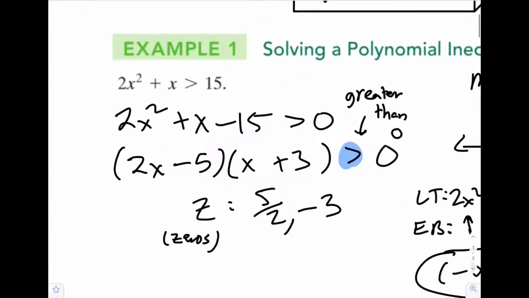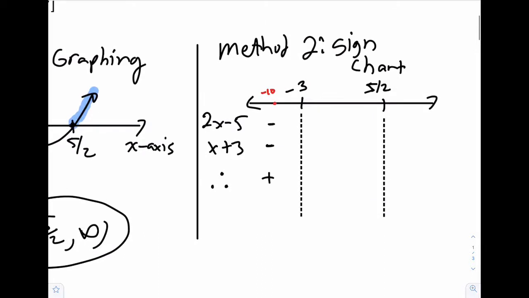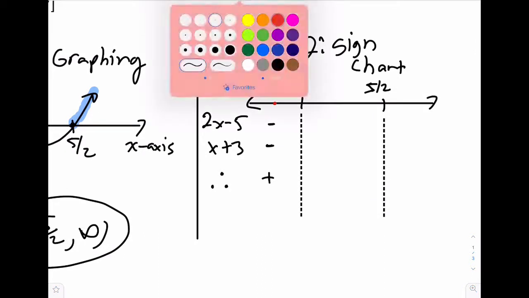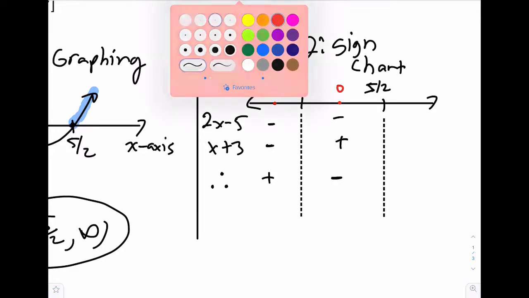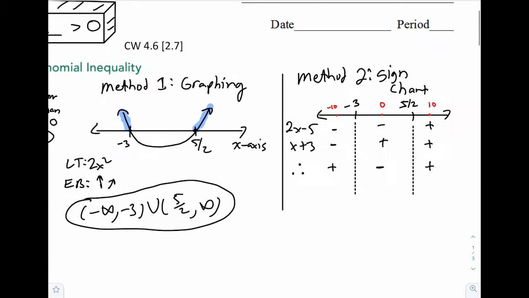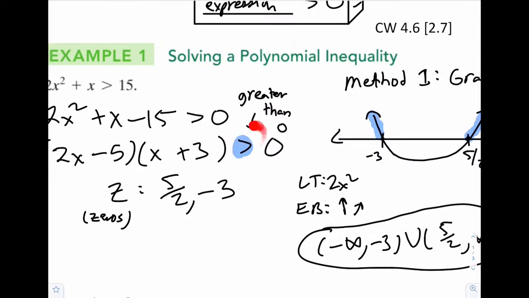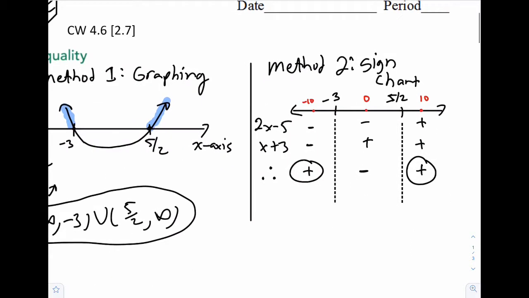And you're multiplying it because that's what the problem says to do here. This times this thing. So now pick a number between negative 3 and 5 over 2. 0 is probably good. Plug it in, and you can see the outcome is negative, positive. Therefore, multiply it, it's negative. And over here, pick a number greater than 5 over 2, like 10. Plug it in, and notice how they're both positive. Therefore, positive. Now look back at what we did over here. We're looking for where it's greater than 0, which means we want the positive answers. And notice how we get the exact same thing.